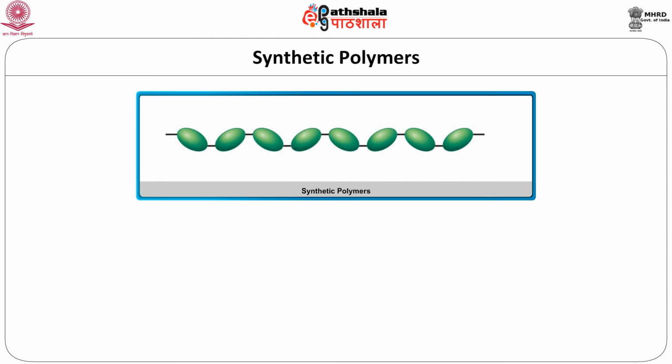Synthetic polymers. The chemicals are synthesized into polymers by various processes and are extruded as filaments. Some examples of synthetic polymers are acrylics, polyamides, polyesters, polyurethane and Kevlar.